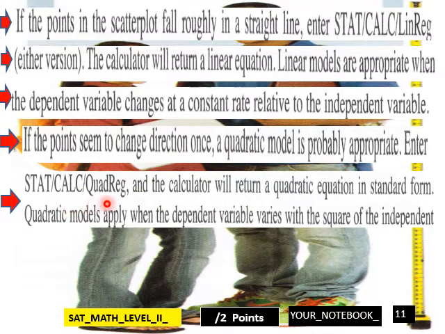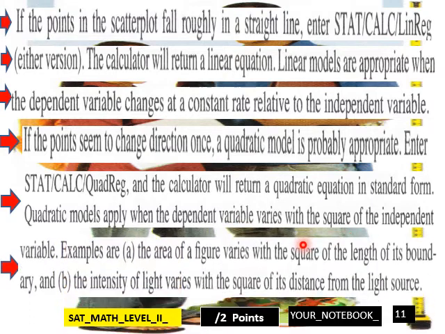Enter STAT CALC quadratic regression, and the calculator will return a quadratic equation in standard form. Quadratic models apply when the dependent variable varies with the square of the independent variable. Examples are: A, the area of a figure varies with the square of the length of its boundary, and B, the intensity of light varies with the square of its distance from the light source.